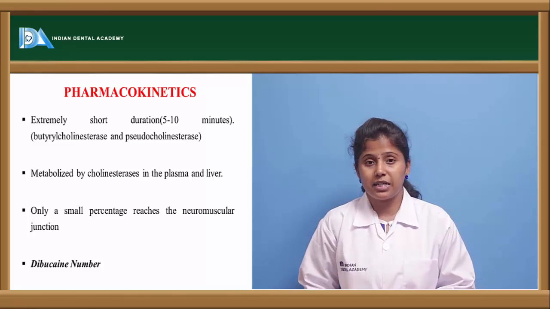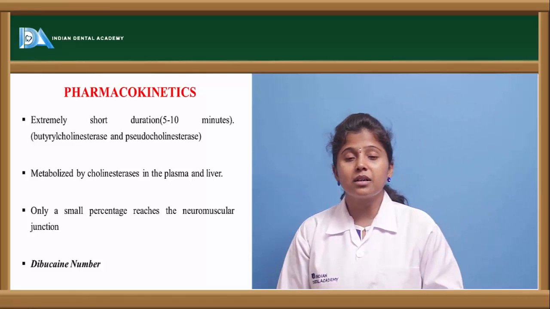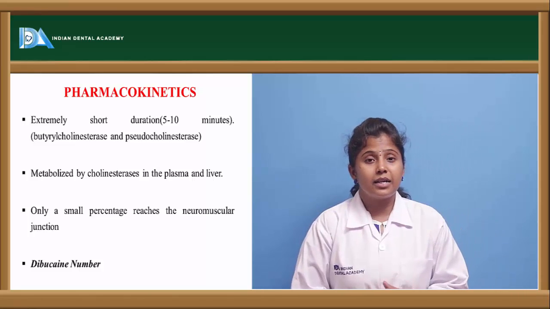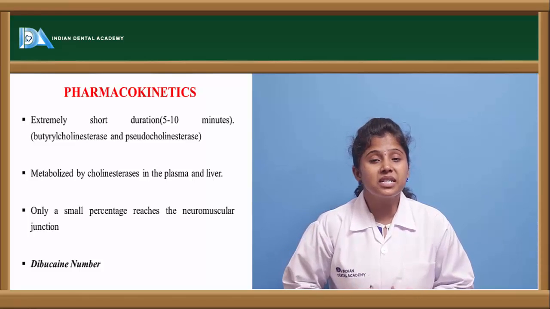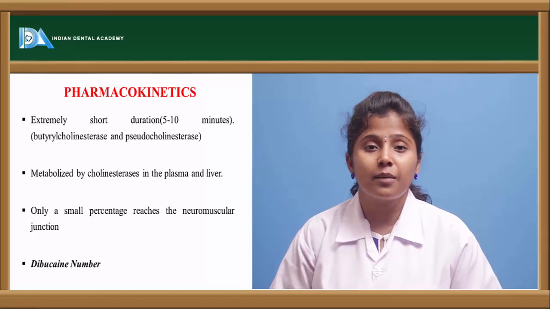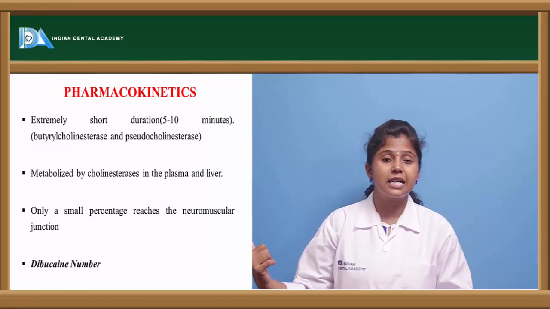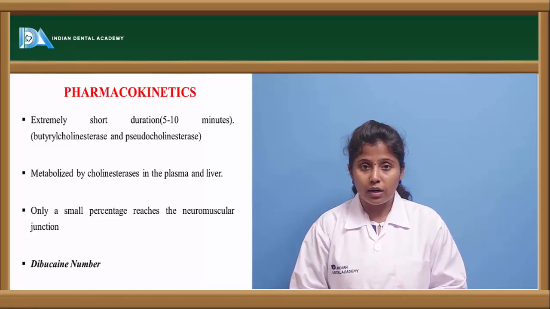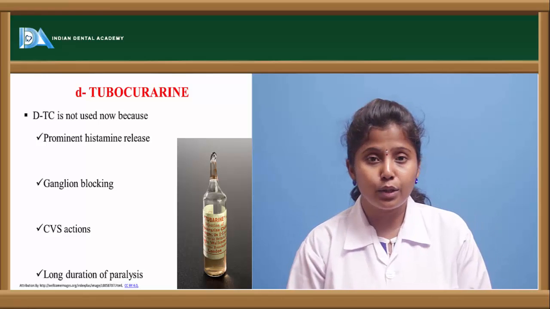So the remaining is metabolized and eliminated. And the Dibucaine number is one of the parameters which is the characteristic feature of the drug, because the Dibucaine number is the percentage of the drug which is metabolized by the pseudocholinesterase enzyme. So how much percentage of the drug is getting metabolized by the enzyme pseudocholinesterase, that number is called the Dibucaine number. Now let us see the pharmacology of individual drugs.